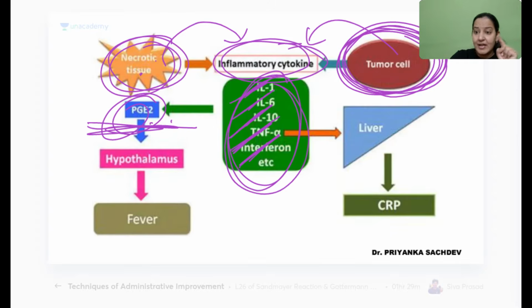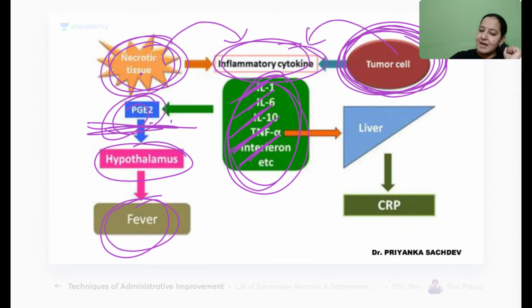Via blood, this prostaglandin E2 will go in the brain. In brain, it will go to the hypothalamus. In hypothalamus, we have a thermostat. In that thermostat, in a normal human being, the normal body temperature is set. Our normal body temperature is 98.6 Fahrenheit, it is set there. But it will increase the threshold there. So patient's temperature will increase and patient will present as fever. So this is the mechanism.